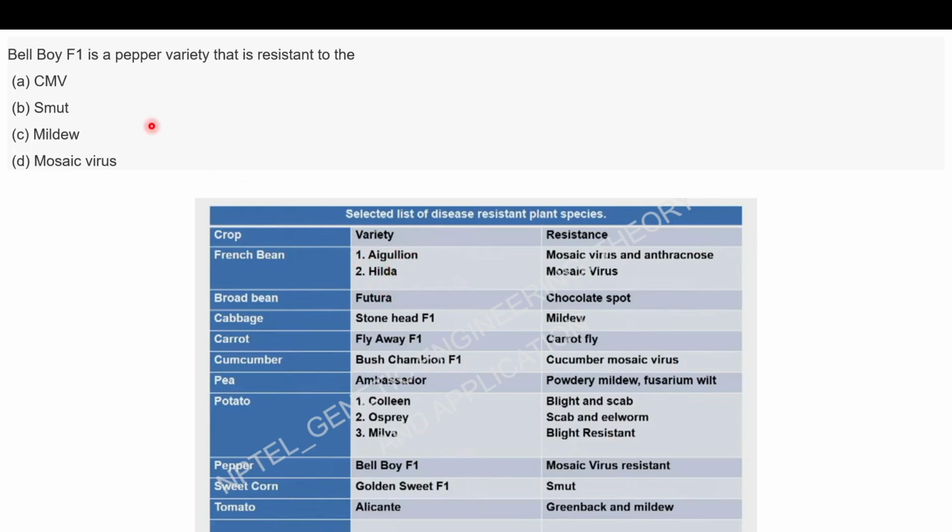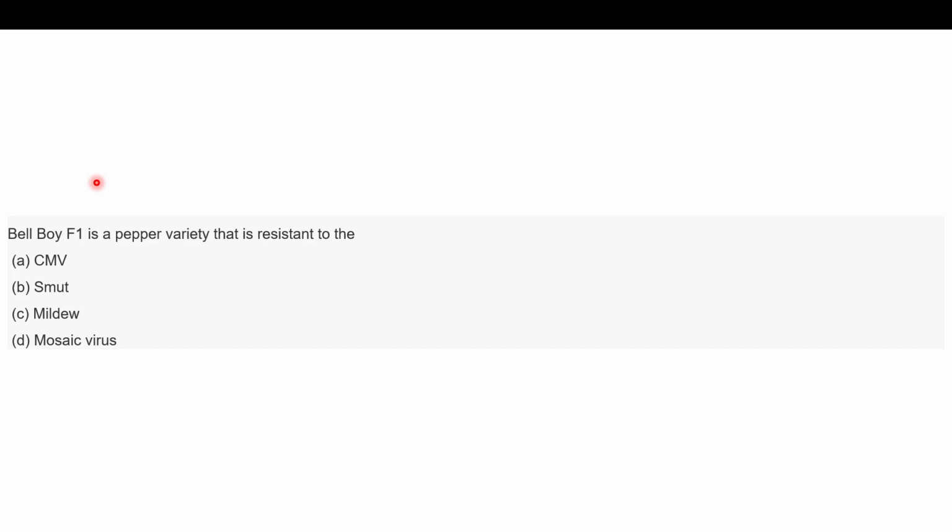These are the examples of it. So, the question asked is about Bell Boy F1. This is the paper here, Bellboy F1, which is resistant against mosaic virus. Okay, so the option will be option D, mosaic virus.